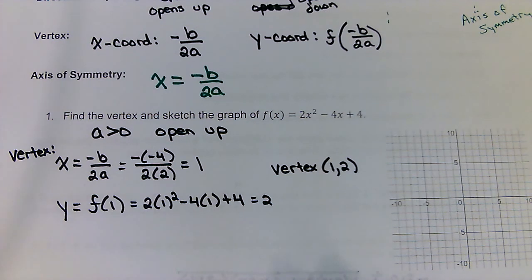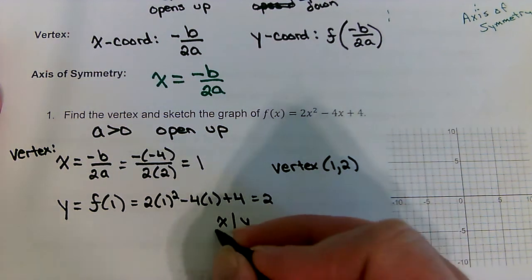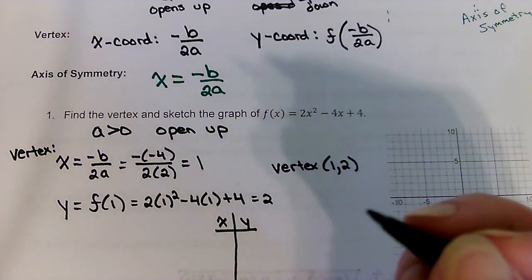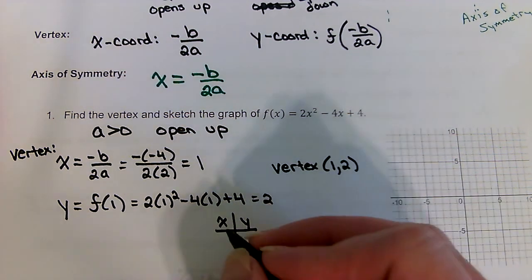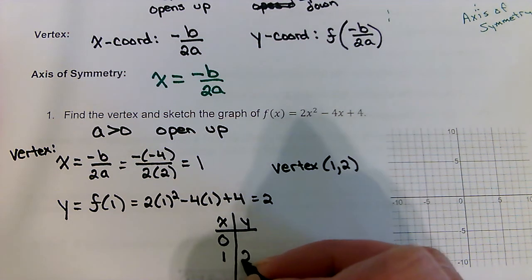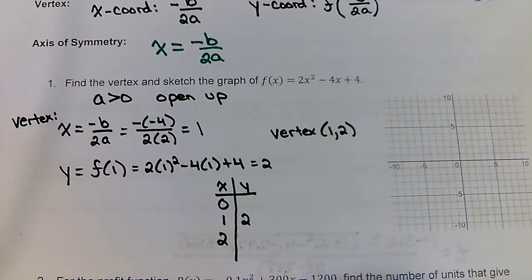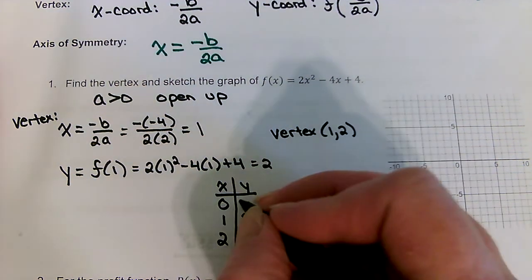Now we can find some other points that help us graph it really well, by plugging in some other points. You can look at the table of your calculator, but one easy way is to pick some points around the vertex. So pick 0 for x, and we already know 1 goes to 2. Maybe pick 2 and plug those in. Well, 0 is super easy to plug in, so I'd have 0, and I'd end up with a 4.